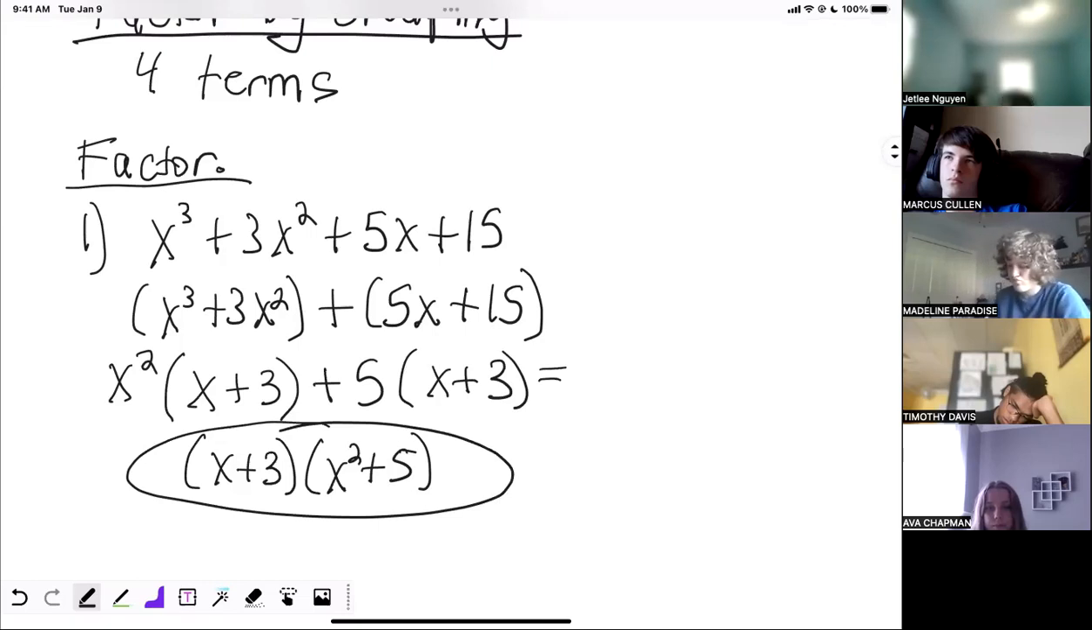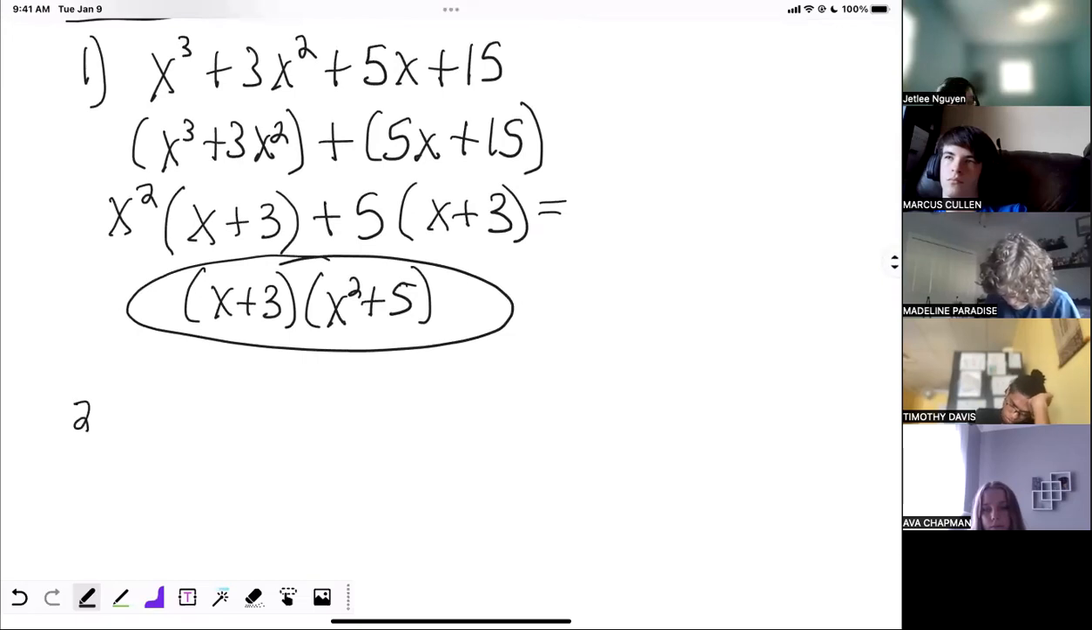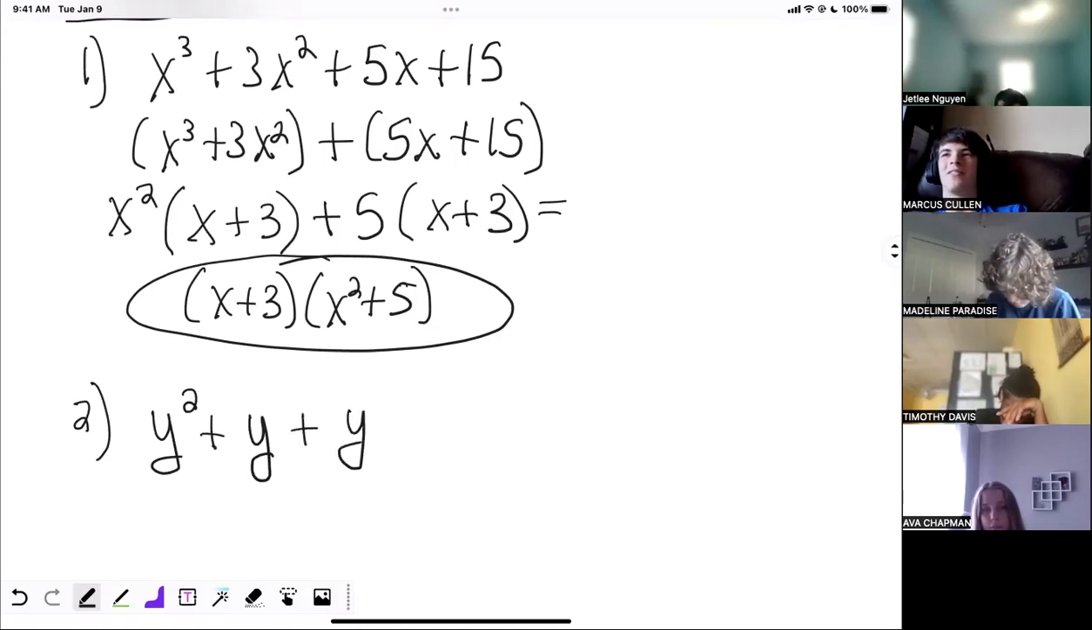So what do they have? They both have x plus 3. What's left over? X squared plus 5. Factor by grouping. And notice it's 4 terms. Number 2. We can also do it with different variables. This happens a lot with different variables, actually. Plus yx plus x.